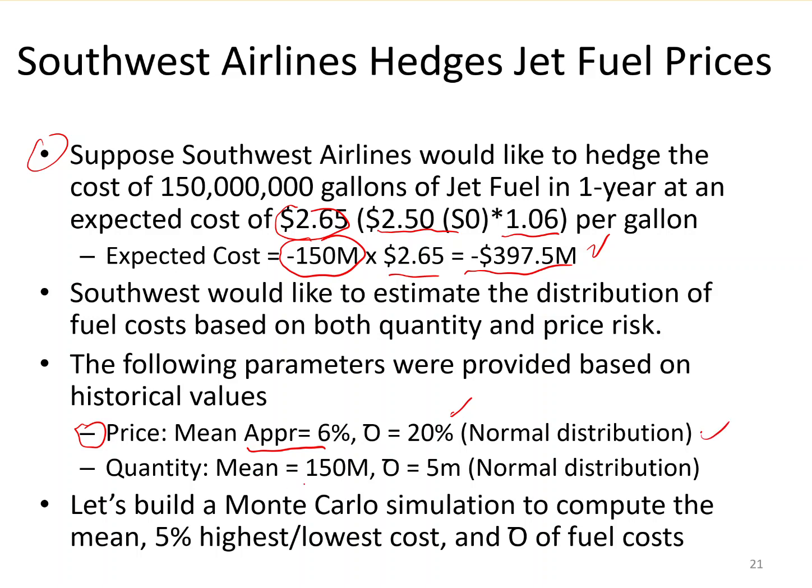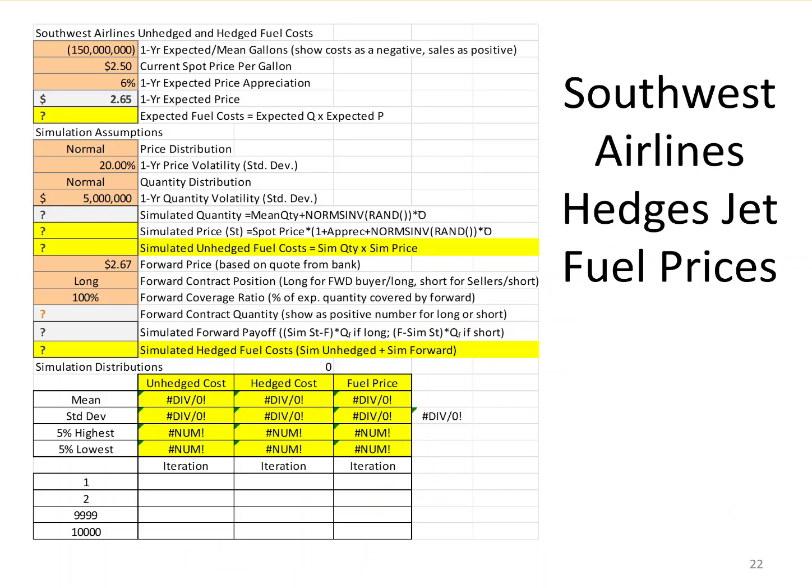And they say they expect to buy 150 million with a standard deviation of 5 million. And again, that might be based on either they're just estimates or based on historical data. So what we're going to do is build a Monte Carlo simulation to compute the expected cost of fuel, get the, say, 5% highest and lowest cost of fuel, and the standard deviation of fuel cost for Southwest. So we are going to go to the spreadsheet.